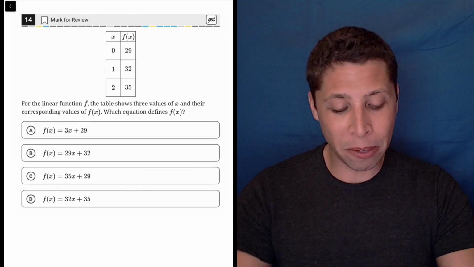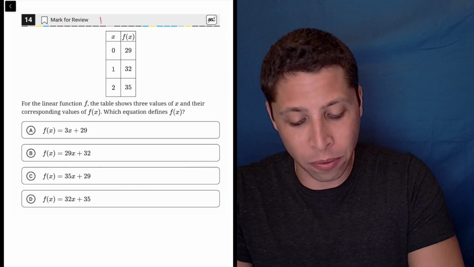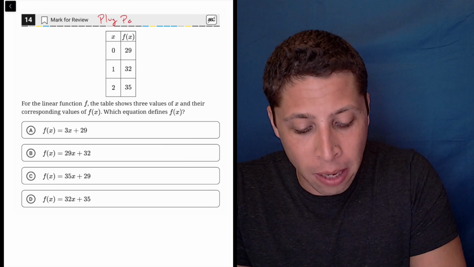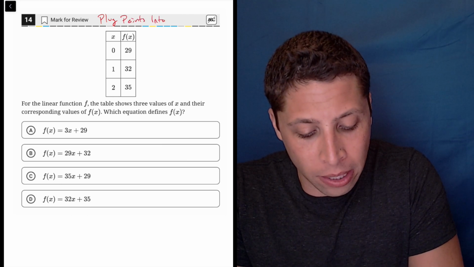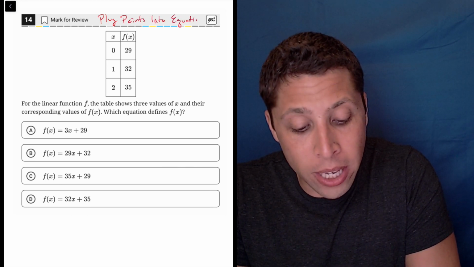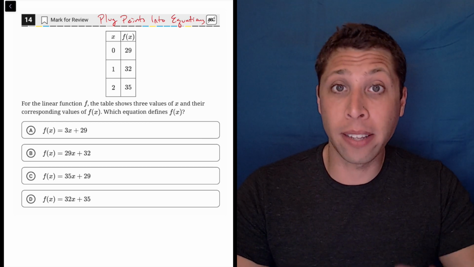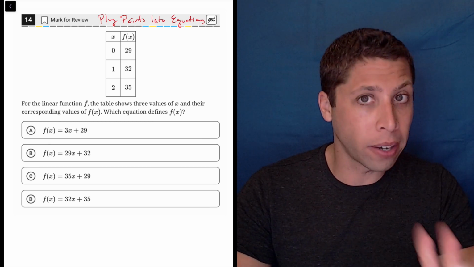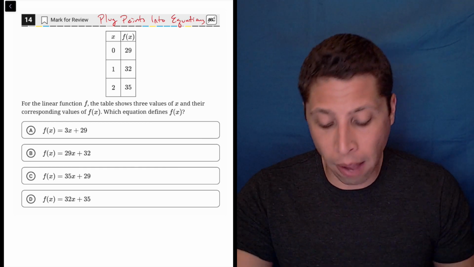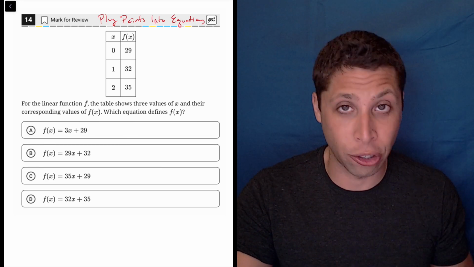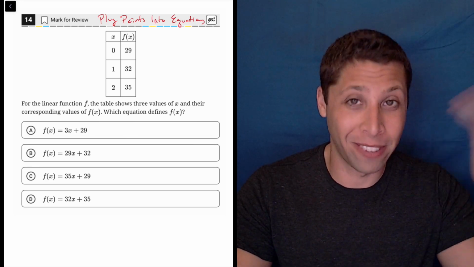It is obvious to me right from the start that this question is going to involve my favorite strategy: plug points into equations. You need to get good at recognizing when this strategy is involved, and it's very, very common. So how do I know? Well, obviously the answer choices are equations. So step one, I have equations.